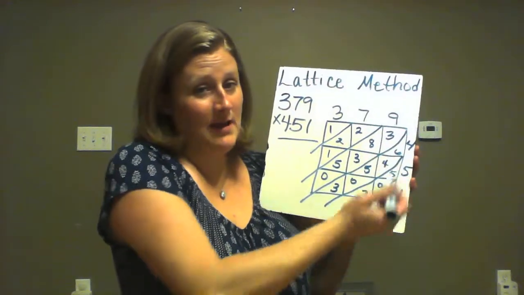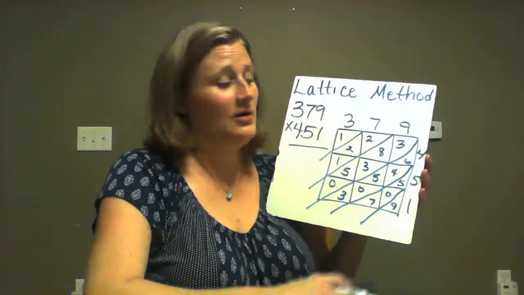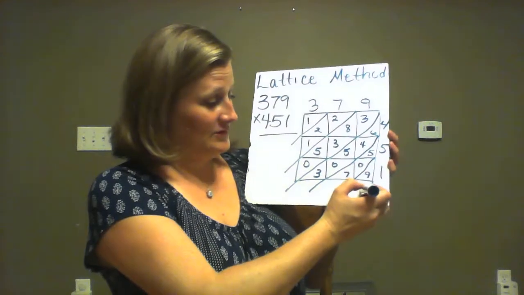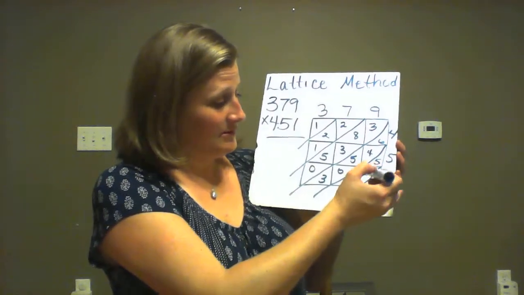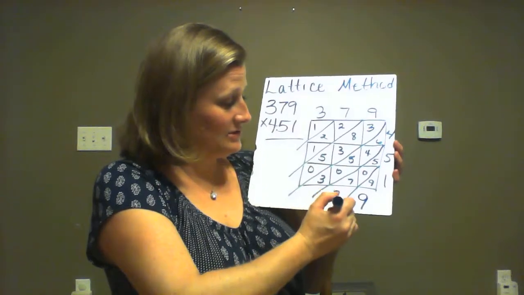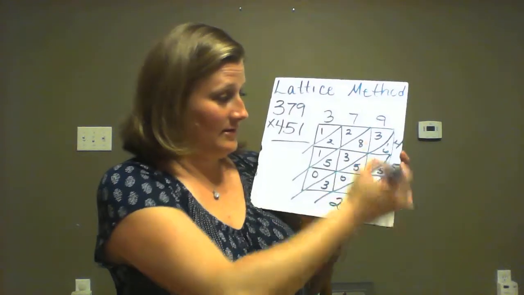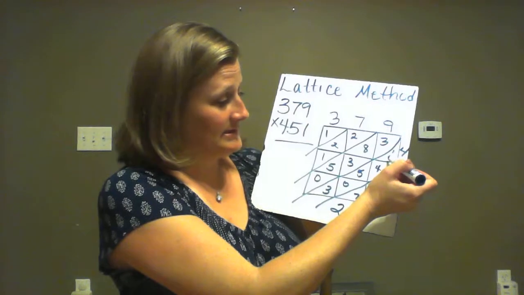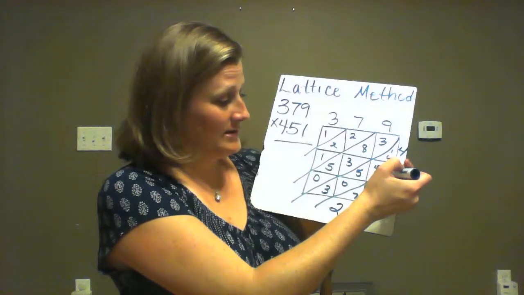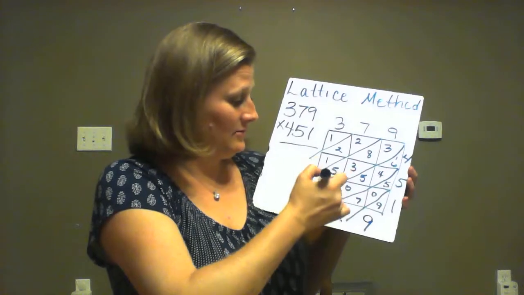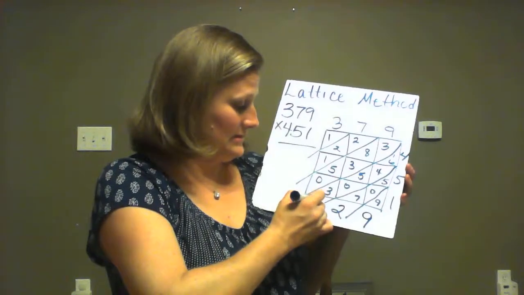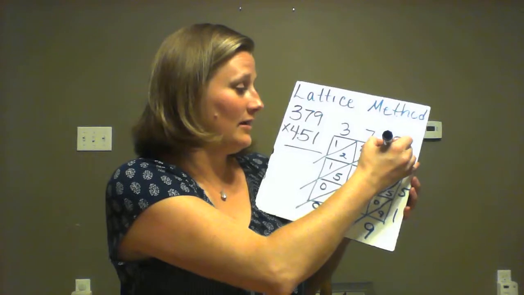Now, again, using my diagonals, just like I did before, I'm going to add. So in this first one, I only have 9. Second one, 5 plus 0 plus 7 is 12. So I write down my 2. I carry my 1. 1 plus 6 is 7. Plus 4 is 11. Plus 5 is 16. Plus 0 plus 3 is 19. So write down my 9, carry my 1.